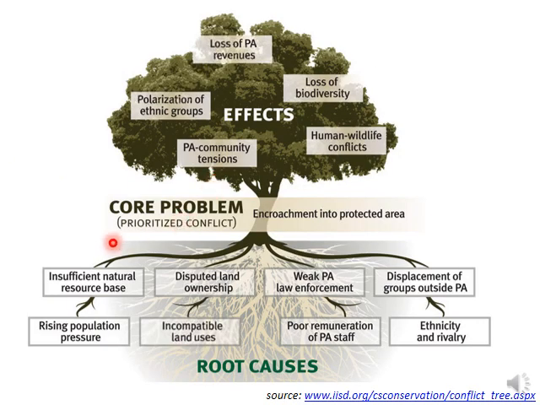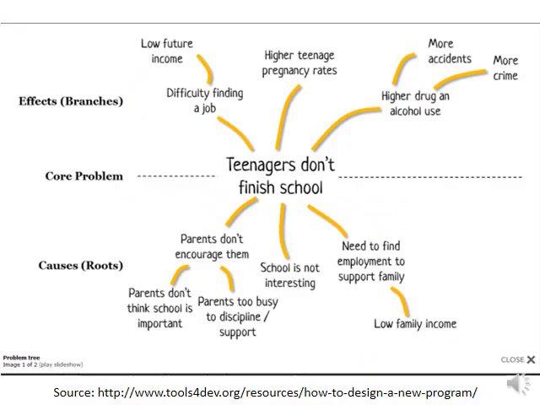Here's a further example. Don't worry too much about the Bahasa Inggris, but I wanted you to see the graphic, the diagram here. The core problem is encroachment into a protected area. There's a protected area like Taman Nasional, and people are going into it and taking the resources. And a number of causes why that is. You see them here as the roots. And then there are a number of effects. So I hope this will help you see this as a problem tree.